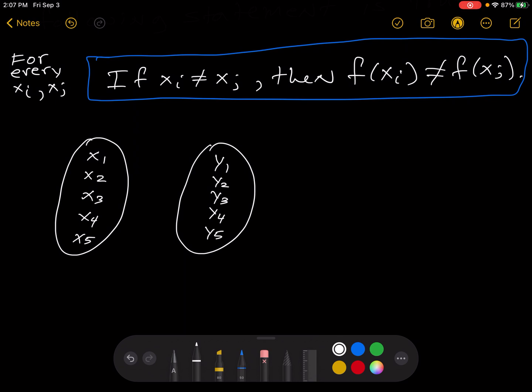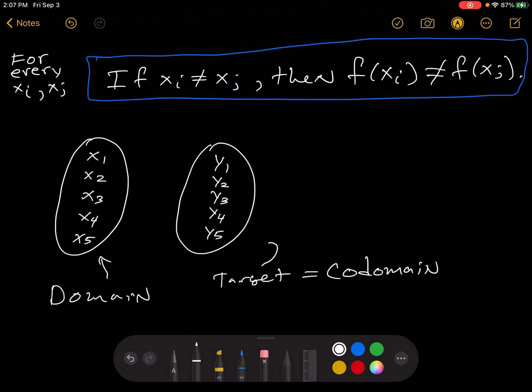All right, so over here on the left, this is our domain. This is our target, which is the same thing as the codomain. And notice that in our domain, we have 5 x's. We have x1 to x5. So what this tells us is that i and j are ranging from 1 to 5.